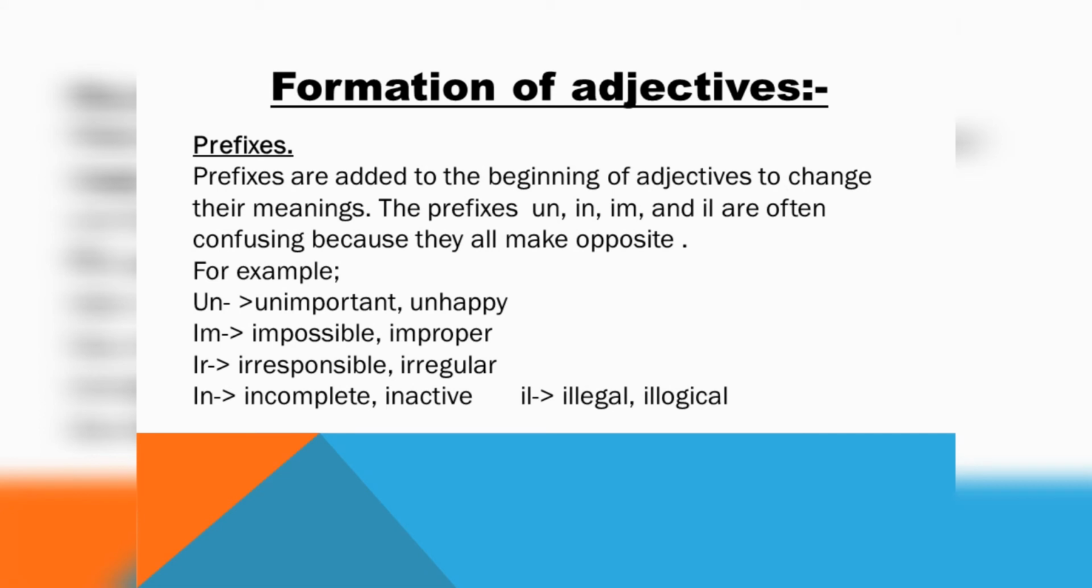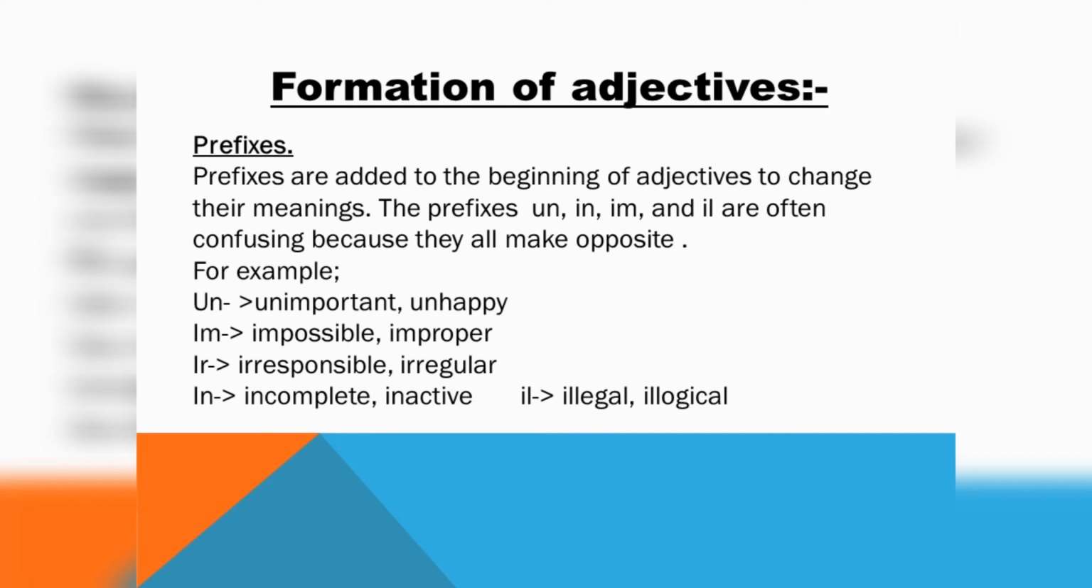Some adjectives may be formed by using prefixes. Means prefixes or additional words are added to the beginning of adjectives to change their meanings. The prefixes un, in, im, il, ir or de are often confusing because they all make opposites.